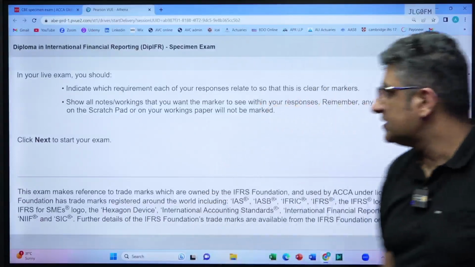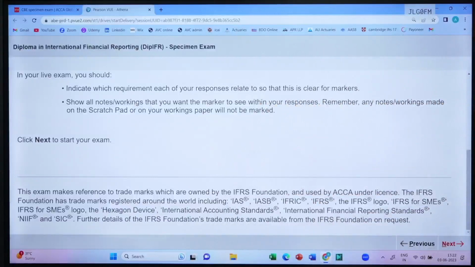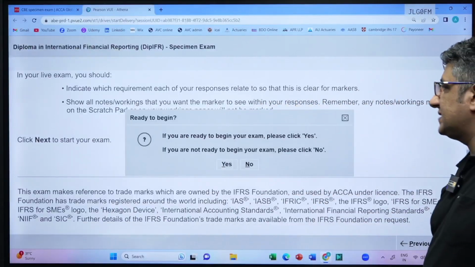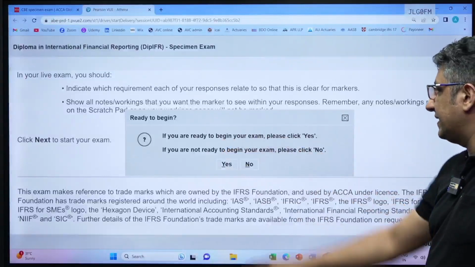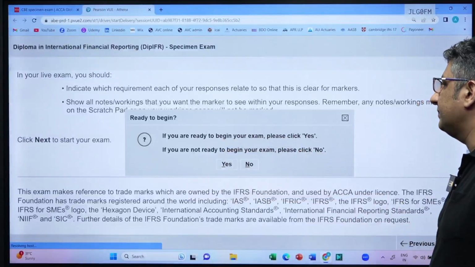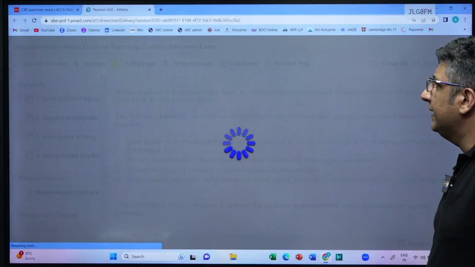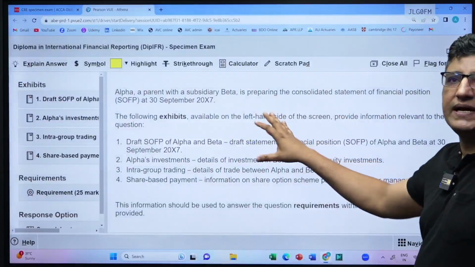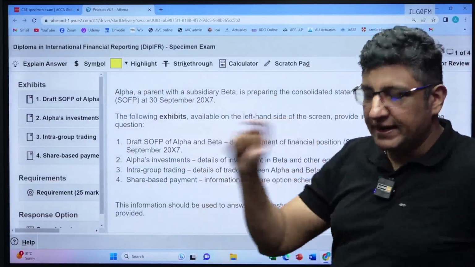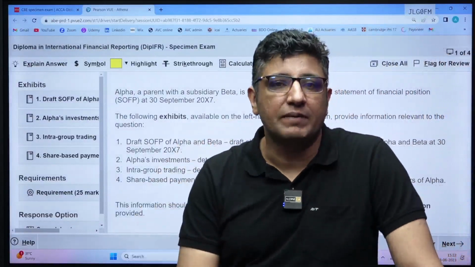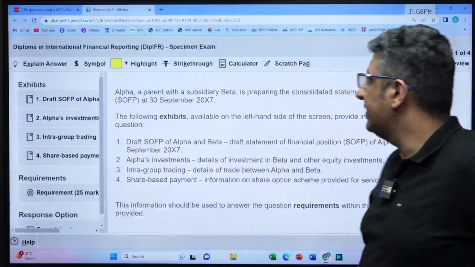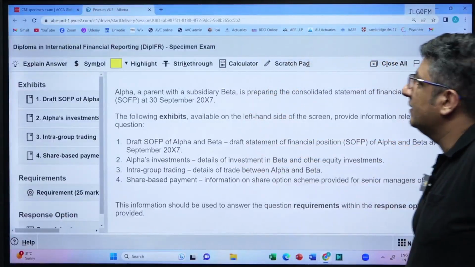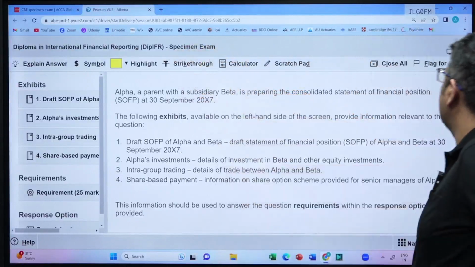Okay. Now, this comes to my next window, which says click next to start your exam. And this is what I would expect to see. It says, if you're ready to begin your exam, please click yes. Let's do that. Okay. This is what I expect when I click on ready to write my examination. This is my first window, as you would observe. It tells me that this is my specimen examination, so I don't have to worry about it.